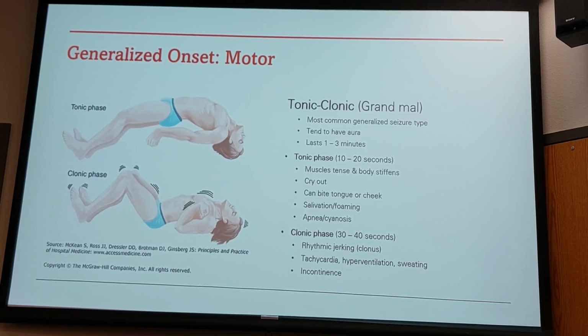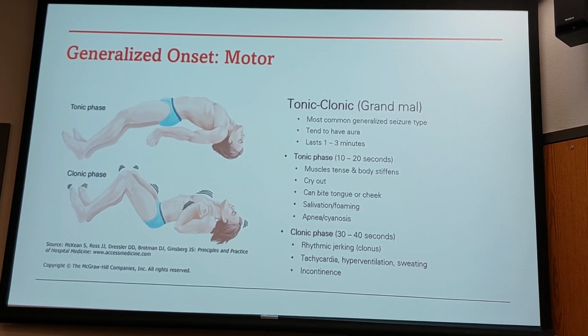You can have tachycardia, hyperventilation, sweating. Remember, all the nerves are being excited. It's all throughout the brain, right? So it involves all areas. It's bilateral. They lose control of bowel and bladder typically. All right? So it's both together. It starts with the tonic and then they go into clonic.